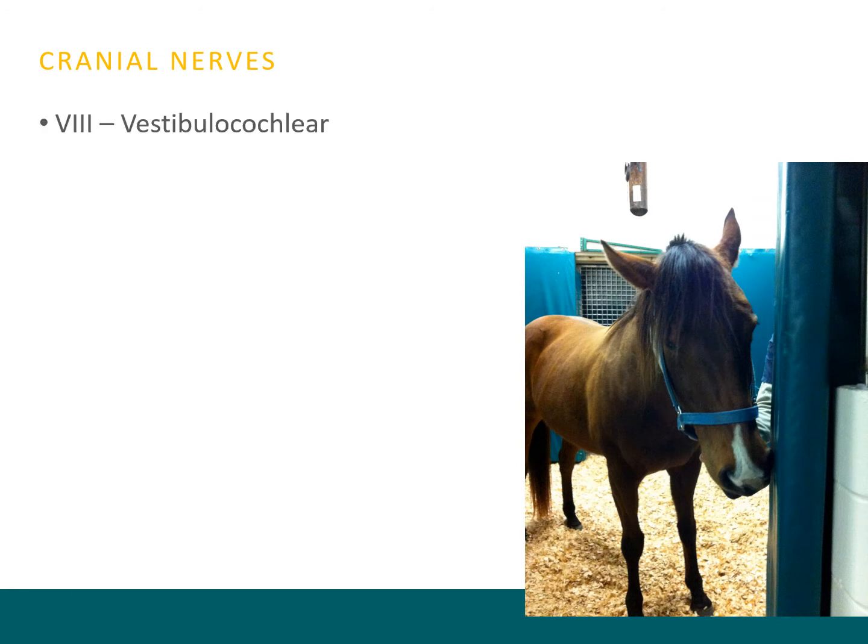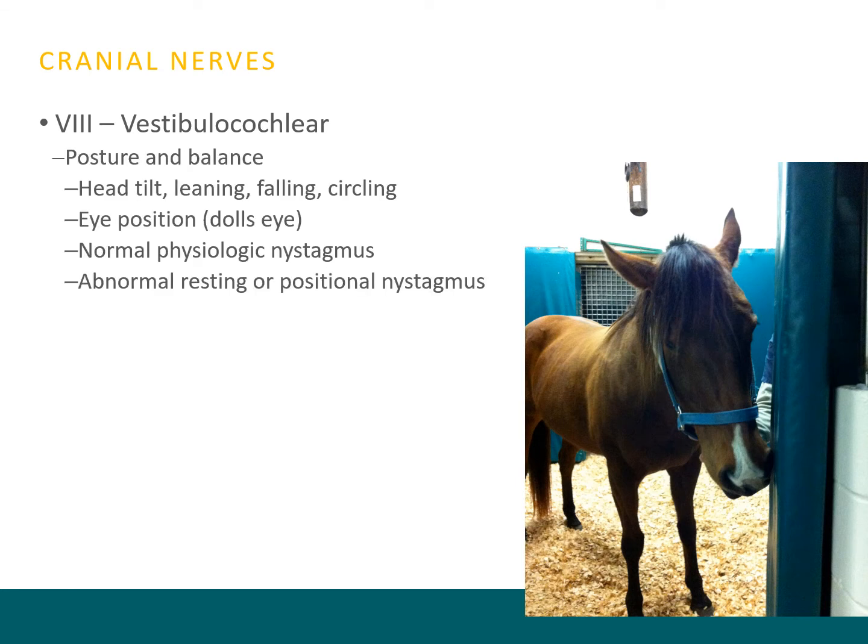So moving into cranial nerve 8, we now have vestibulocochlear. So there's both a hearing as well as a balance portion of this. So we'll talk about the posture and balance bit first. A horse with cranial nerve 8 abnormalities will often have a head tilt. They may actually be leaning against a wall, falling, and or circling. Again, if it's going to be a peripheral lesion, all of those things will be towards the affected side.